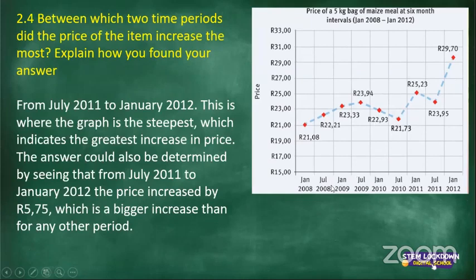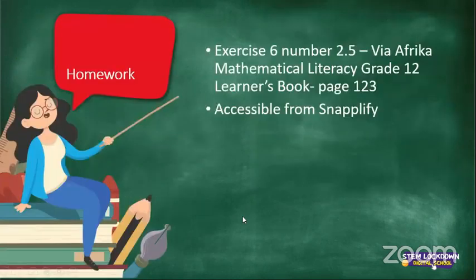But remember, this is a two-part question. You first need to indicate in which part you experienced the most increase, and then you need to explain how you found your answer. So two parts to this question. Don't just answer one and move on.